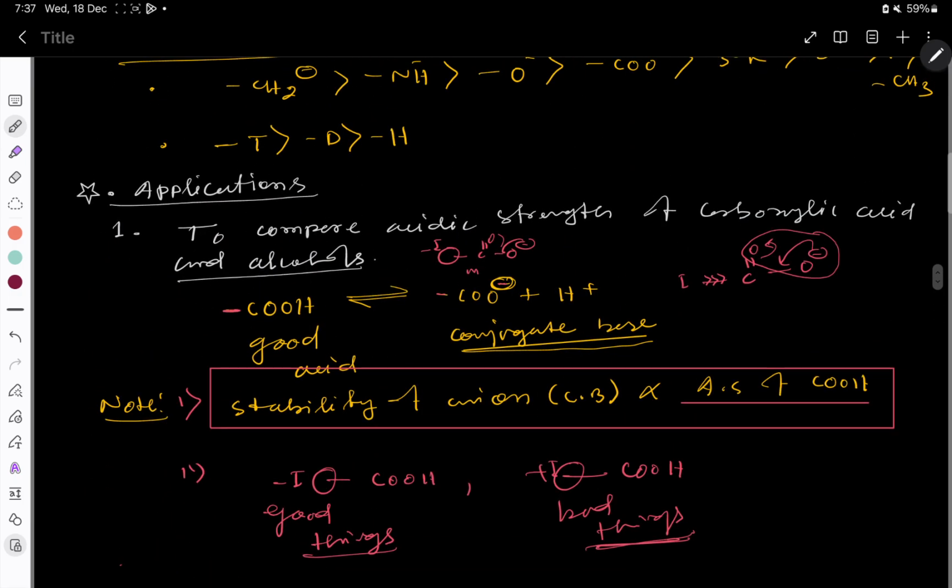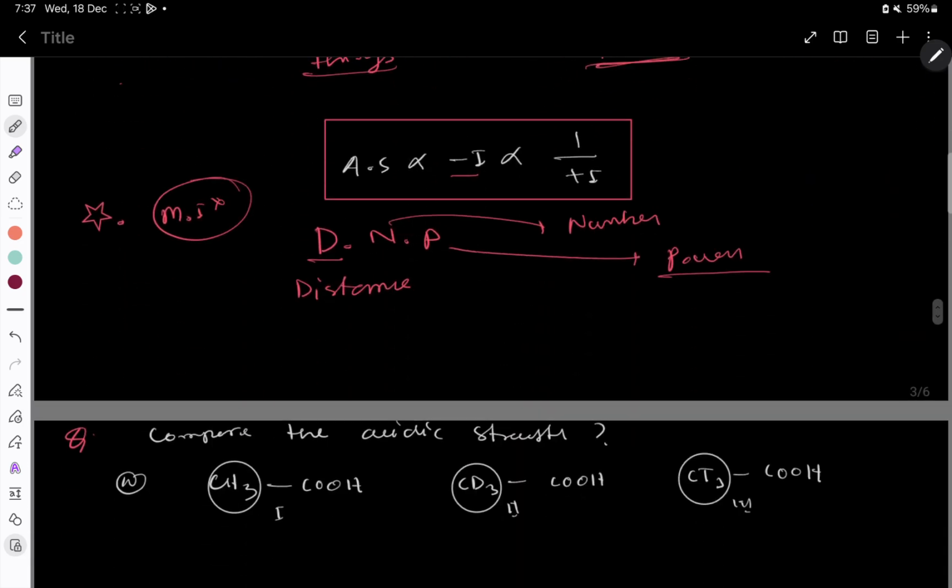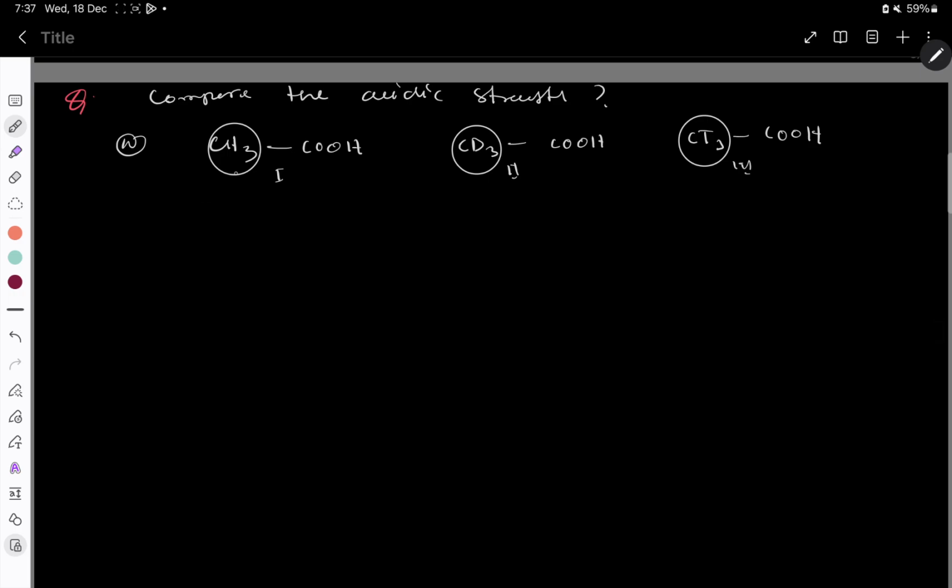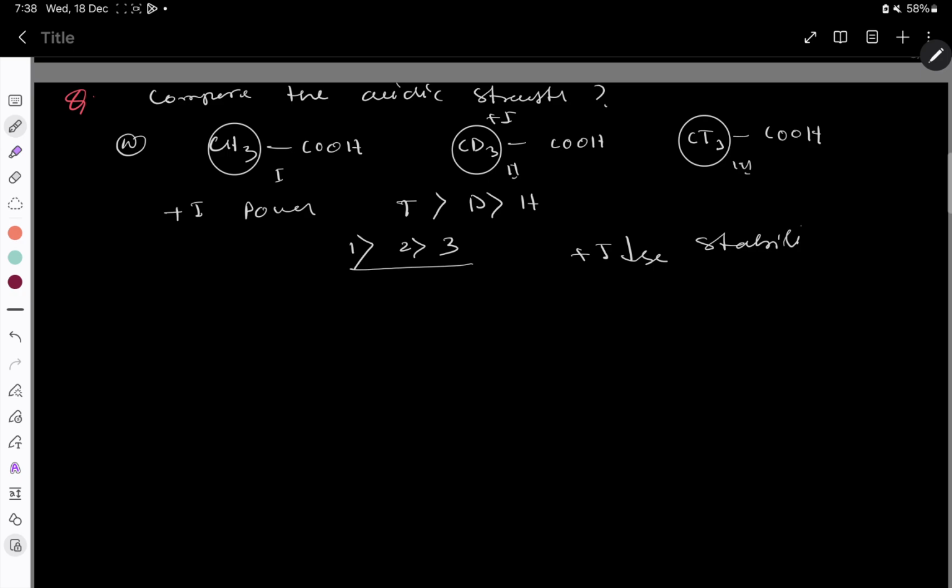As I already told you about the plus I series, CT3 is more than CD3, which is more than CH3. Here, first see: the number is the same and the distance is the same, so now you have to check the power. The plus I power of CT3 will be maximum, then CD3, then CH3. So the order of acidic strength will be 1, then 2, then 3, because the plus I effect decreases the stability of the conjugate base. If the stability of the conjugate base decreases, the acidic strength of the corresponding compound will also decrease.